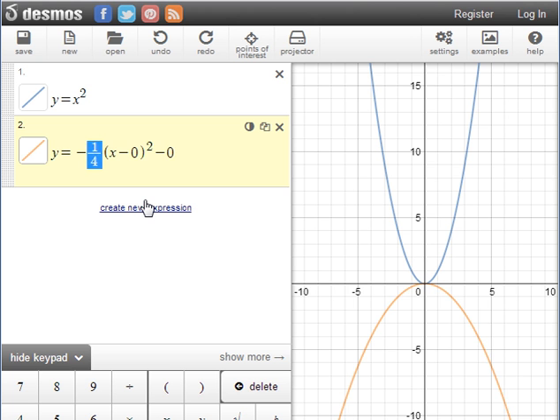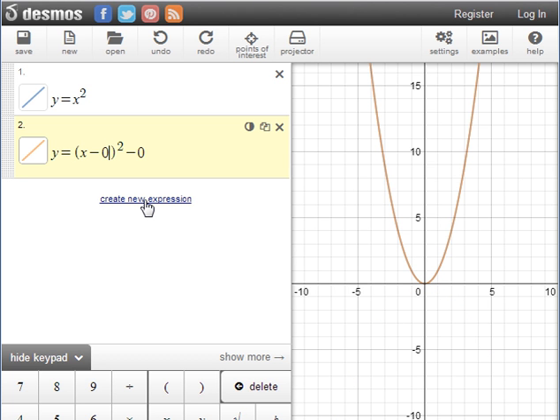What we're seeing is, if I make the h value a large number with a minus sign in front, then as this number gets bigger, we move to the right more. If this is a plus in front, as this number gets bigger, we move to the left more.